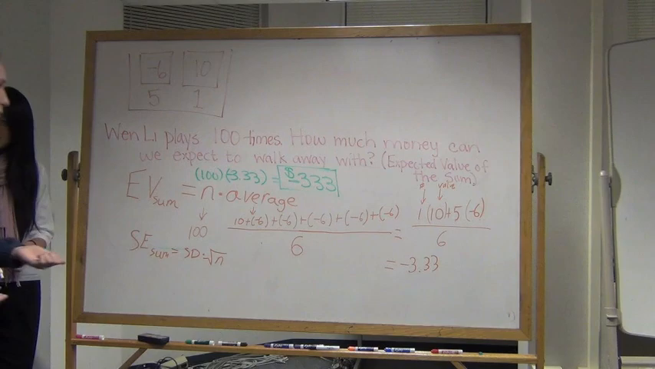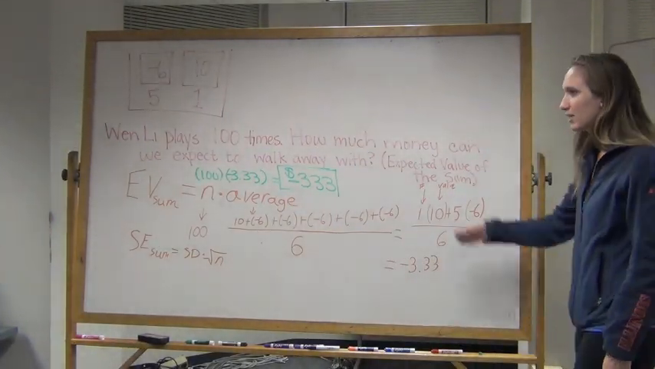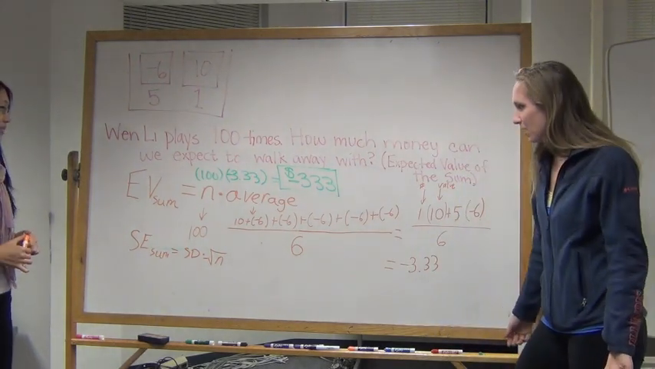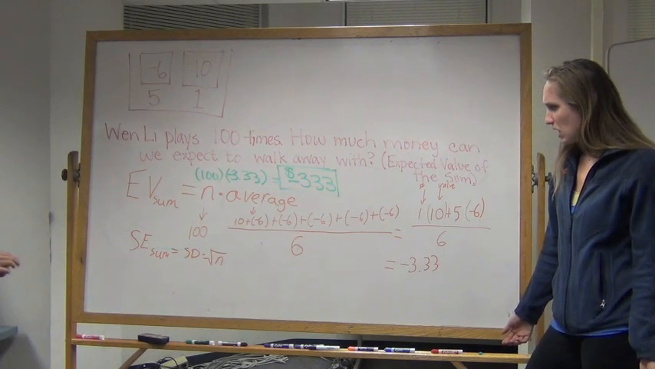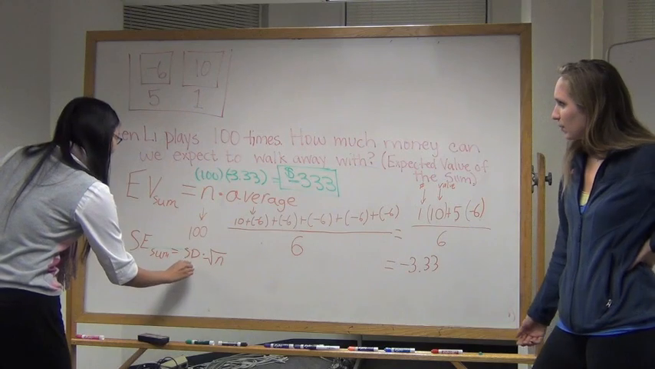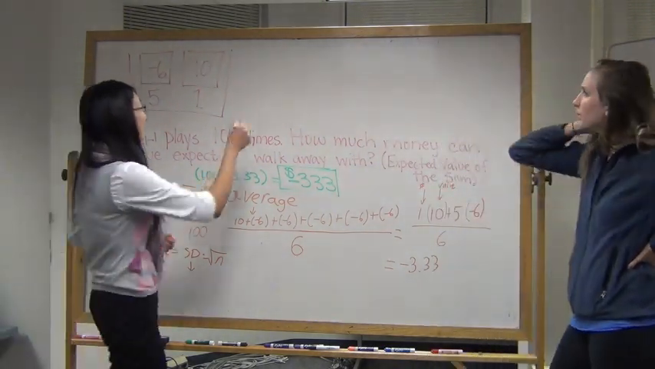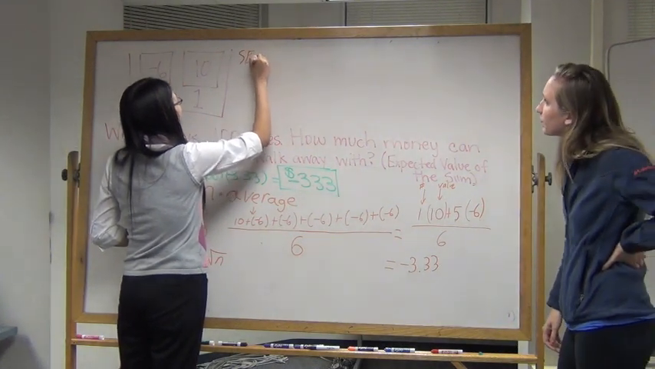Wenley, I'm nervous when you tell me the SD, because I remember from exam one that calculating the SD was kind of a long process. Are we going to have time to do this, or is there a shortcut? Yeah, there's actually a shortcut we can make. We can calculate the SD up here if we need to. So the SE sum is just equal to the SD sum.